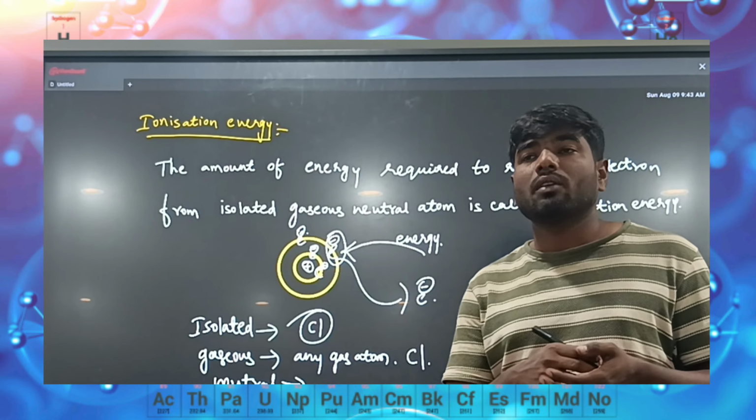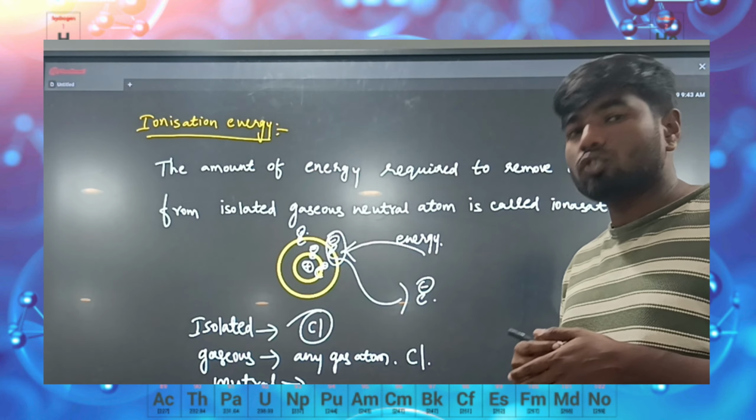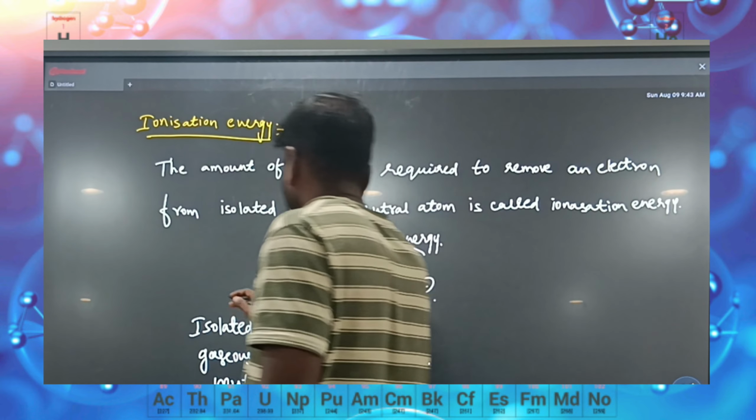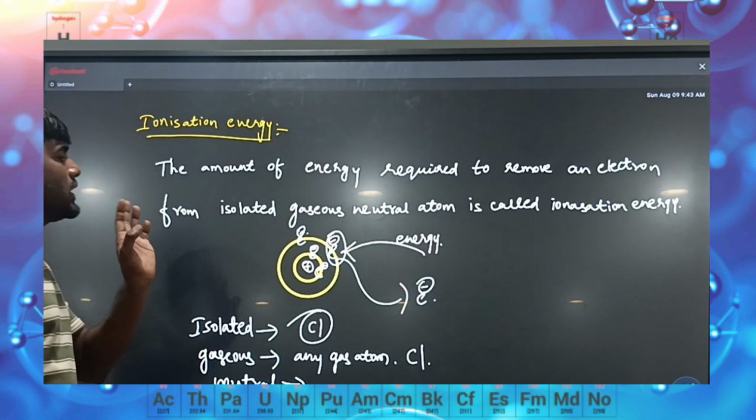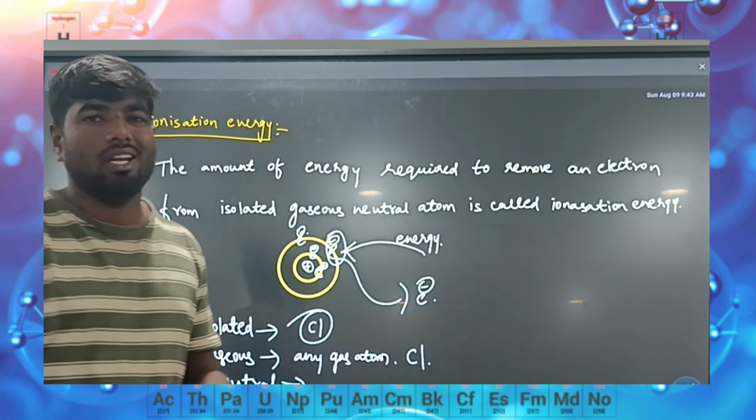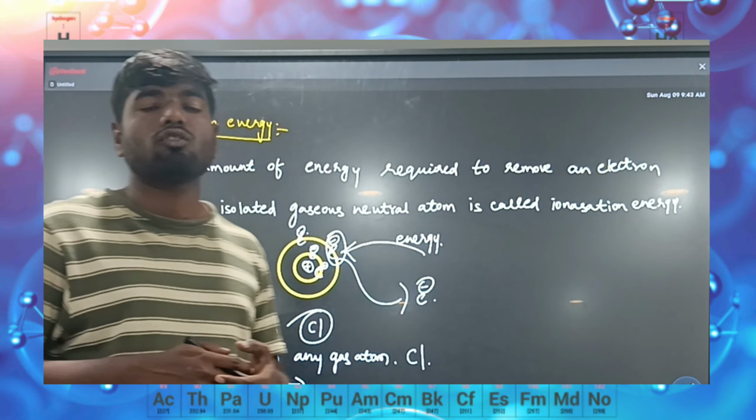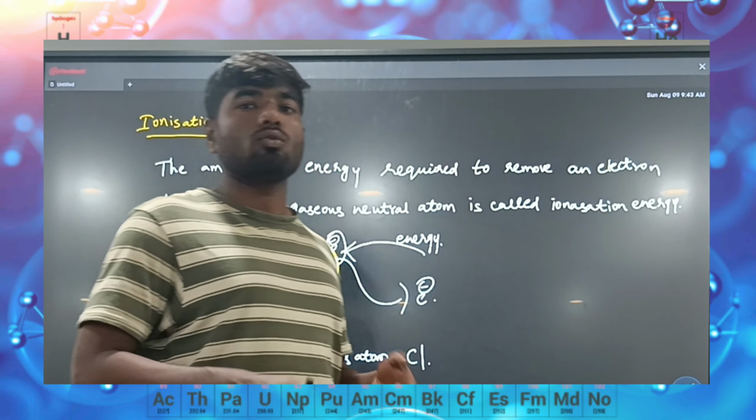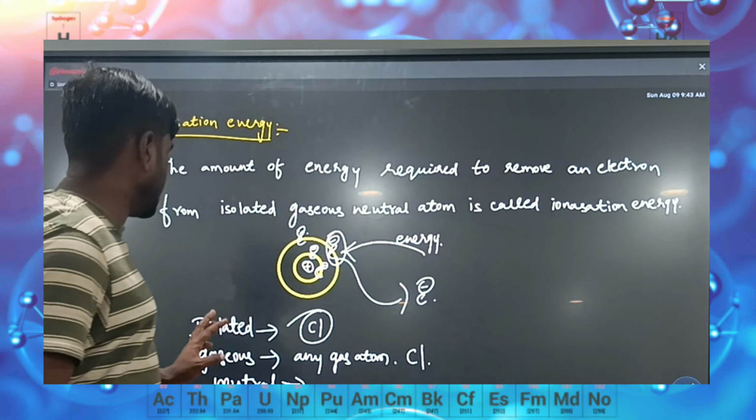Neutral means there should be no charge. A neutral atom we should take. These are the three conditions for isolated, gaseous and neutral in ionization energy. So the amount of energy required to remove an electron from its outermost shell from the isolated gaseous neutral atom is called ionization energy.